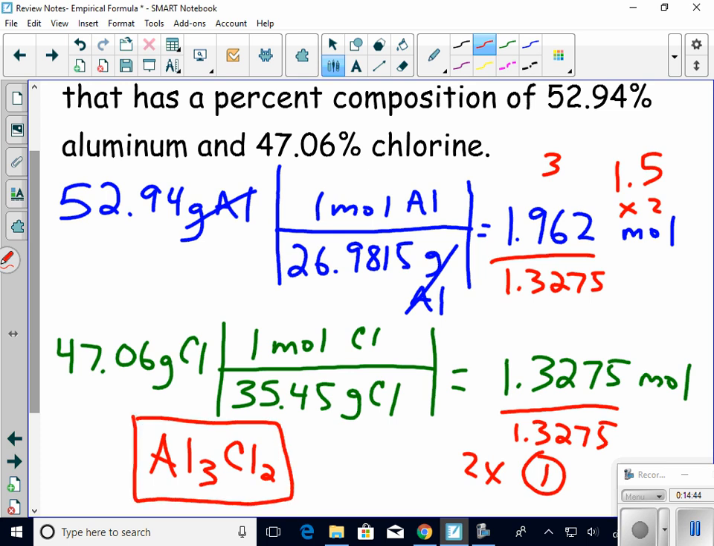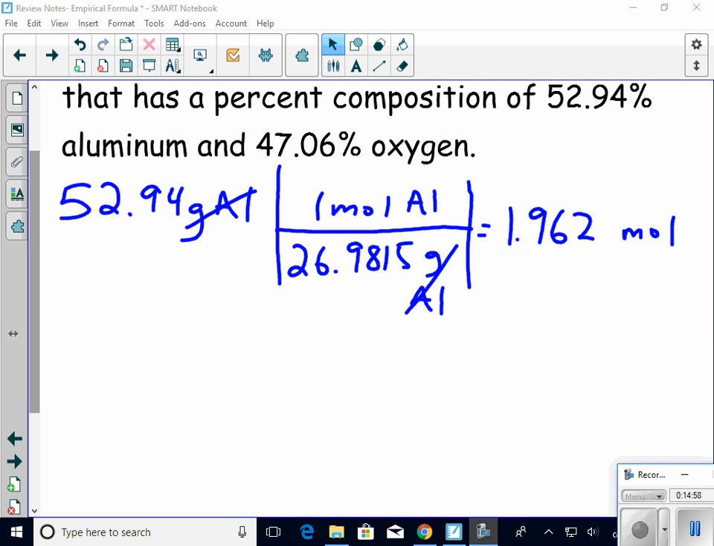Now, that makes absolutely no sense based on what we know of our charges, does it? So now I've changed this since I had the wrong equation. I've changed this to oxygen. We're going to work it now with oxygen being the value.